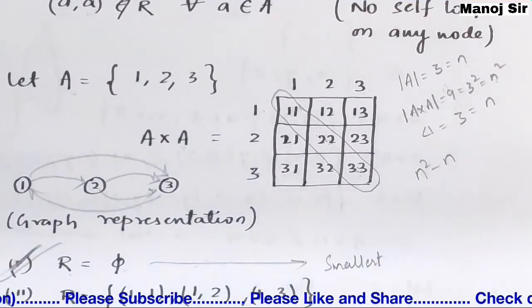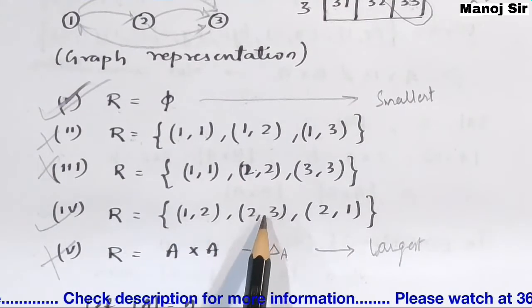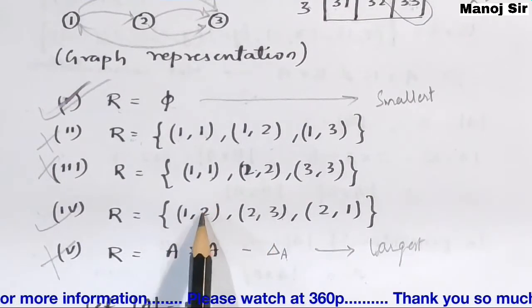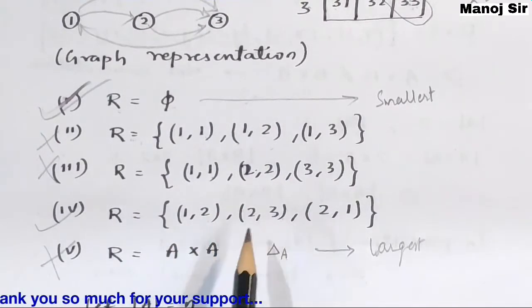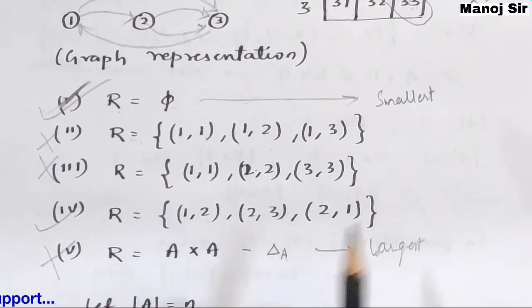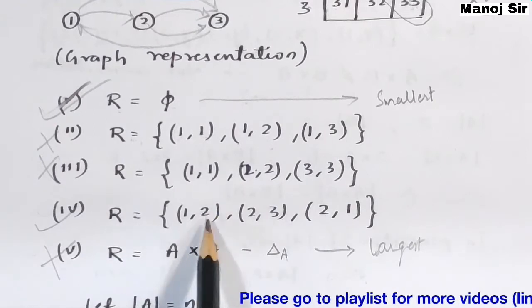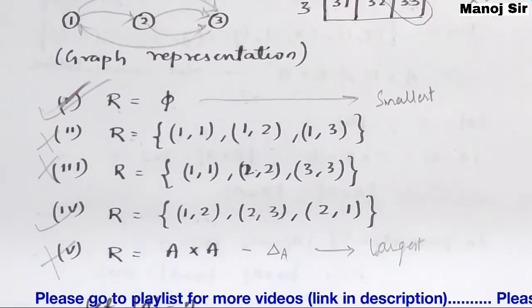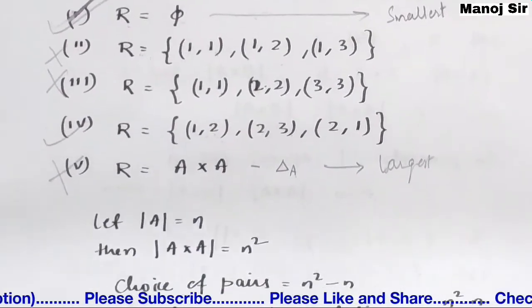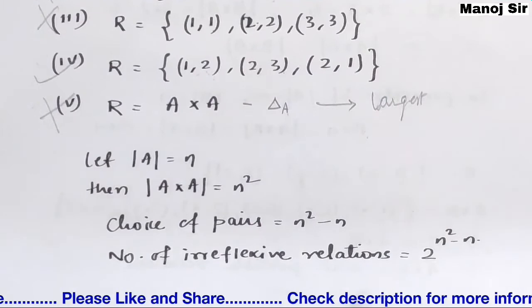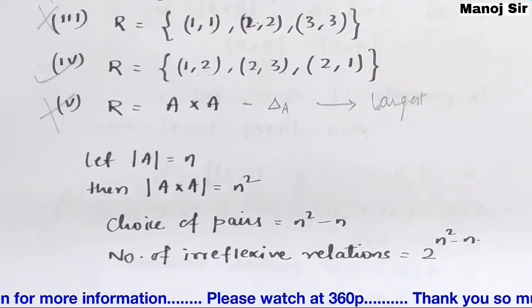Now in this example, this is an irreflexive relation. Let's say this pair is not present. If you remove this 1 comma 2, the relation is again irreflexive. It means for every pair we have a choice: we may contain this pair or we don't. So for every pair we have two choices. Finally, the number of irreflexive relations is 2 to the power n squared minus n. Okay, thank you.